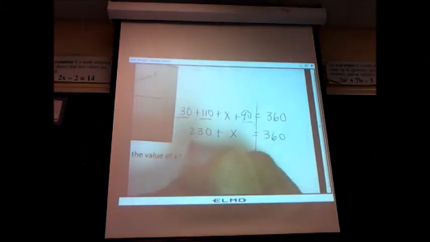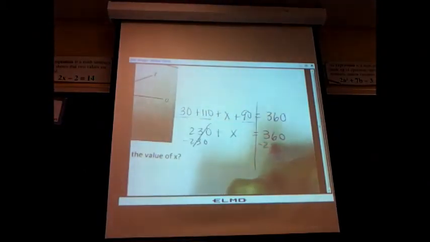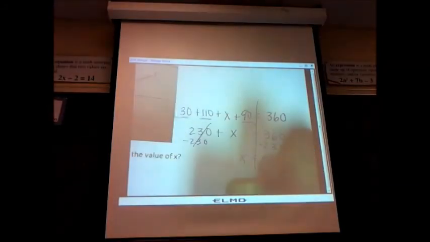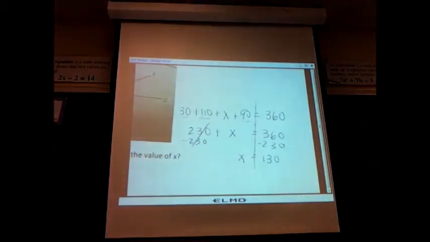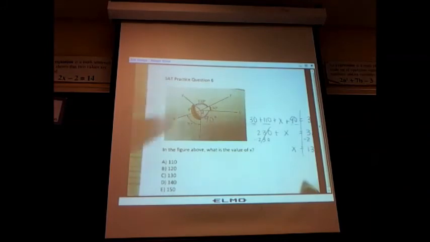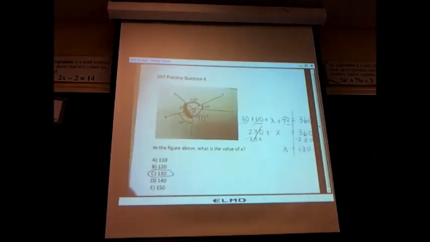To get x by itself, I subtract 230 from both sides. And I am left with 130. So this part from here to here, which they told me is x, is 130. That's my answer. In this problem, I chose not to use the 70. It wasn't necessary for me. Okay?